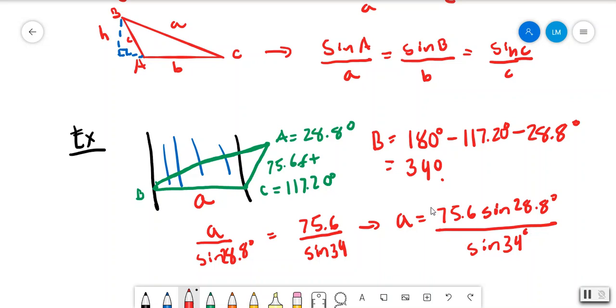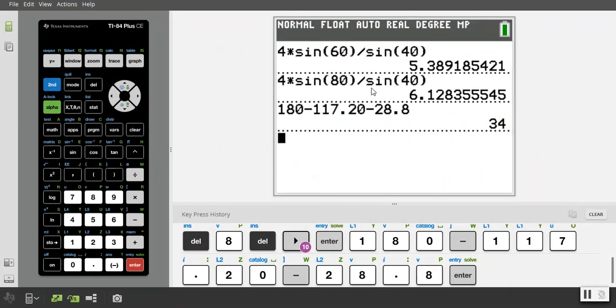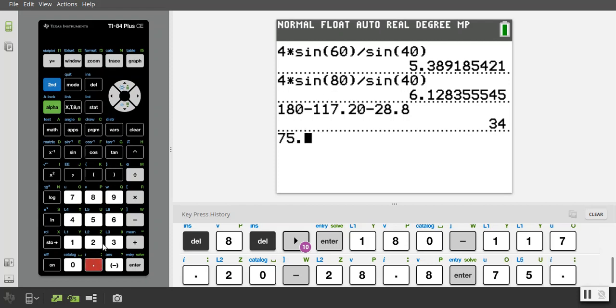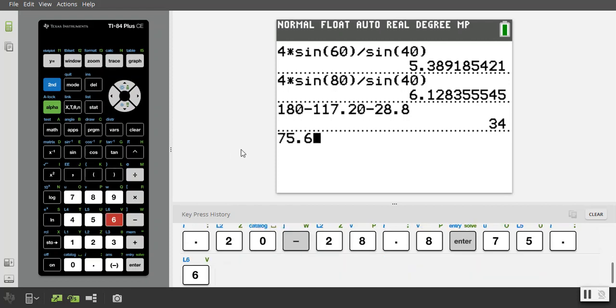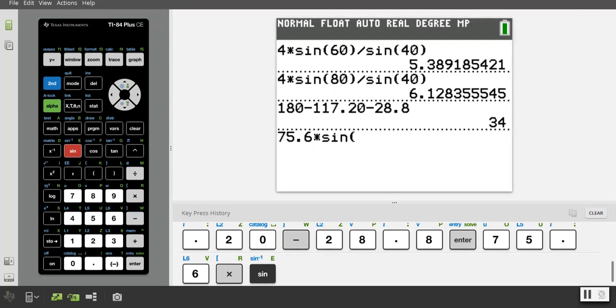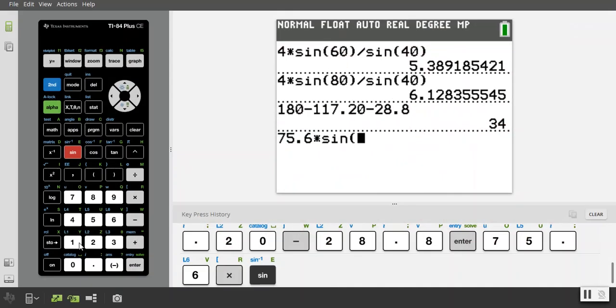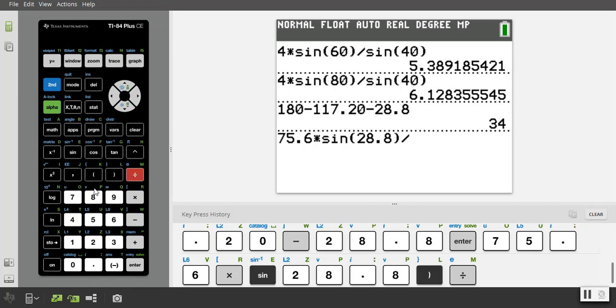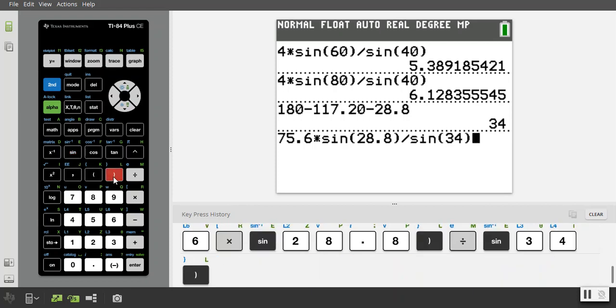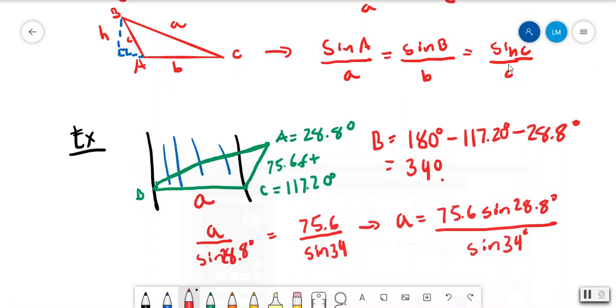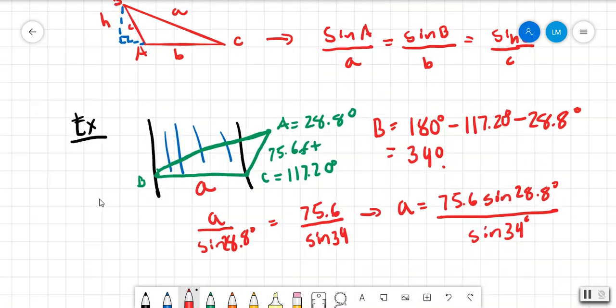So in actuality, this answer is not too bad because it's really just having to cross multiply almost. So 75.6 multiplied by sine of, let's see, what did we have? We had sine of 28.8. So 28.8, close it, and divide by sine of 34 degrees. We hit enter, and we get that the distance across the river is 65.1 feet.